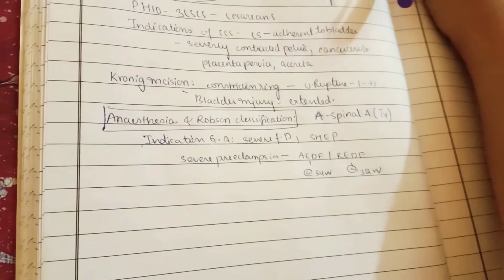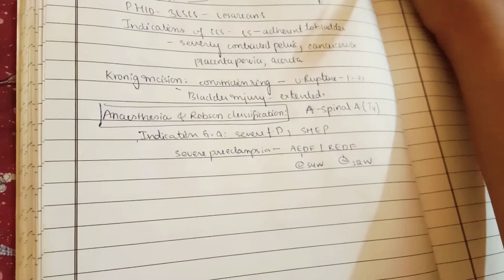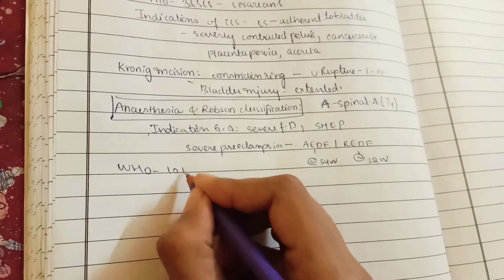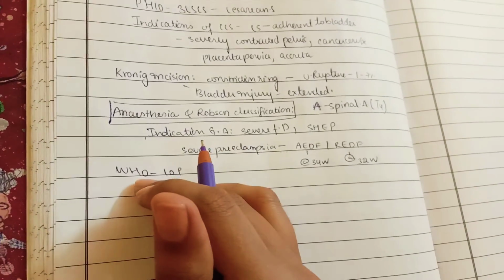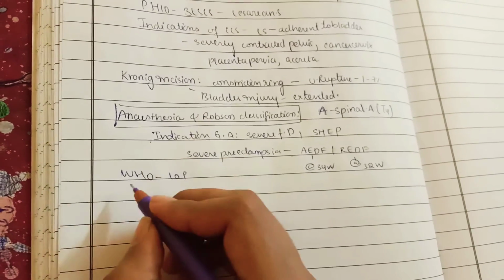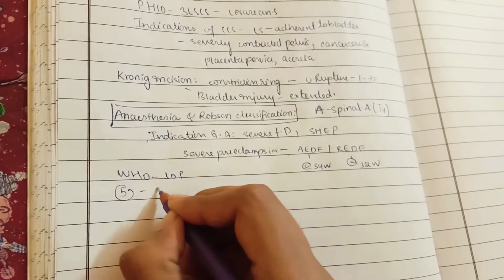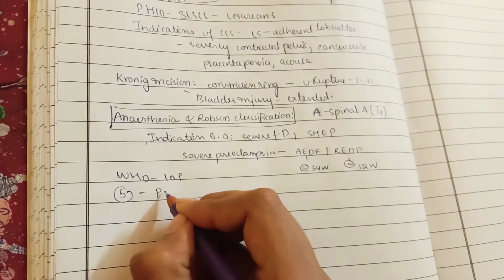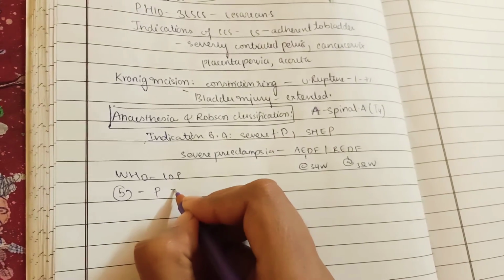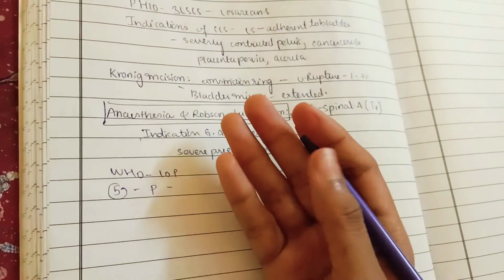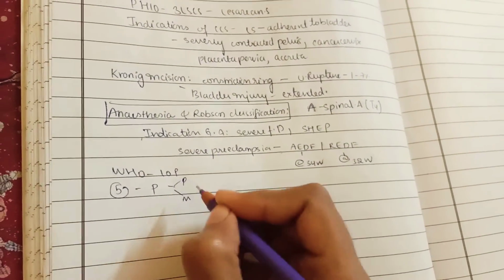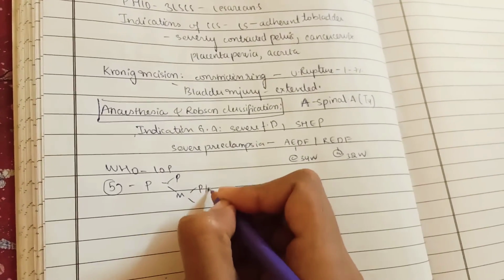So this is important. Now coming to Robson classification, which is given by WHO. It is also called the 10-point classification, and it is used by various institutes to compare the rates and indications of cesarean section. There are 5 parameters which are used. The first one is parity. In parity, we should see if the female is primigravida or multigravida without previous history of cesarean section, or multigravida with previous history of cesarean section.